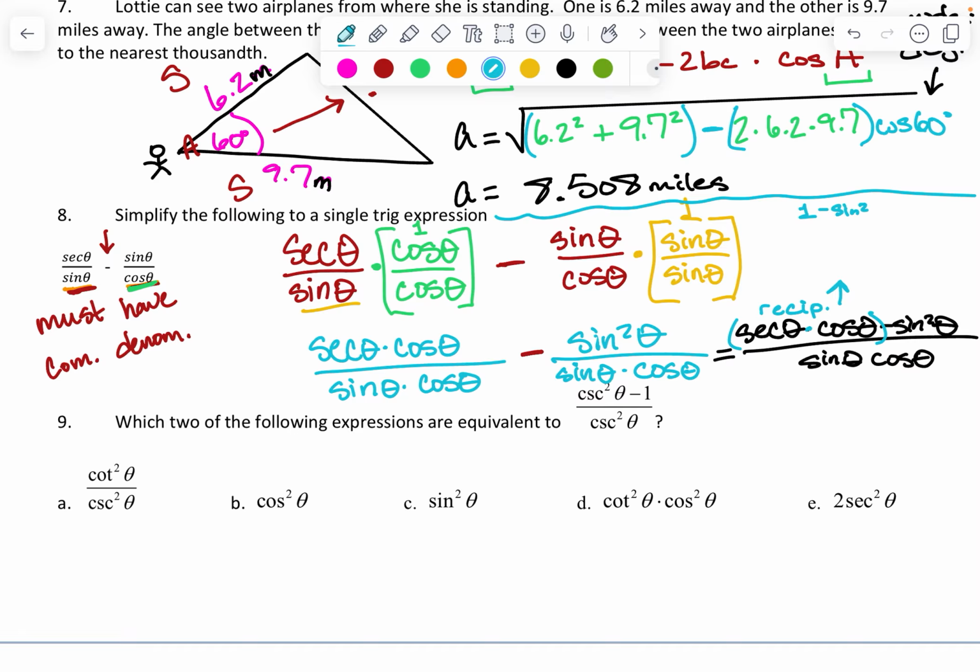So I can rewrite the entire numerator as 1 minus sine squared theta over sine theta cosine theta. Now, I'm still not done. This looks suspiciously like one of the Pythagorean identities. And if you rearrange sine squared plus cosine squared equals 1, you'll see that you can rewrite this as cosine squared theta over sine theta cosine theta.